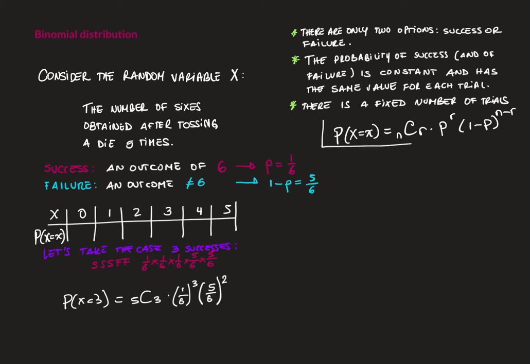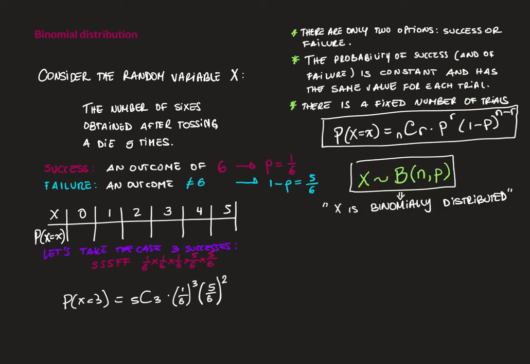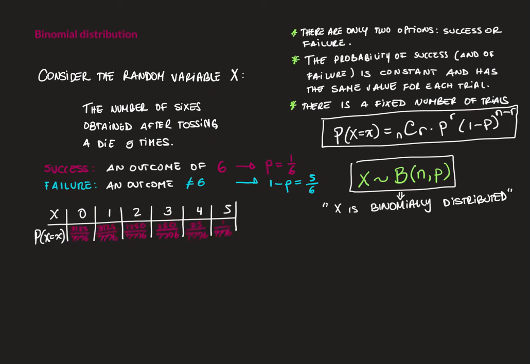This probability is called a binomial probability. And variables like this random variable x are binomial variables. We are going to say then that x is binomially distributed with the number of trials n and probability of success p. Now that we have the general expression for the probabilities, we can move on to fill in the table.